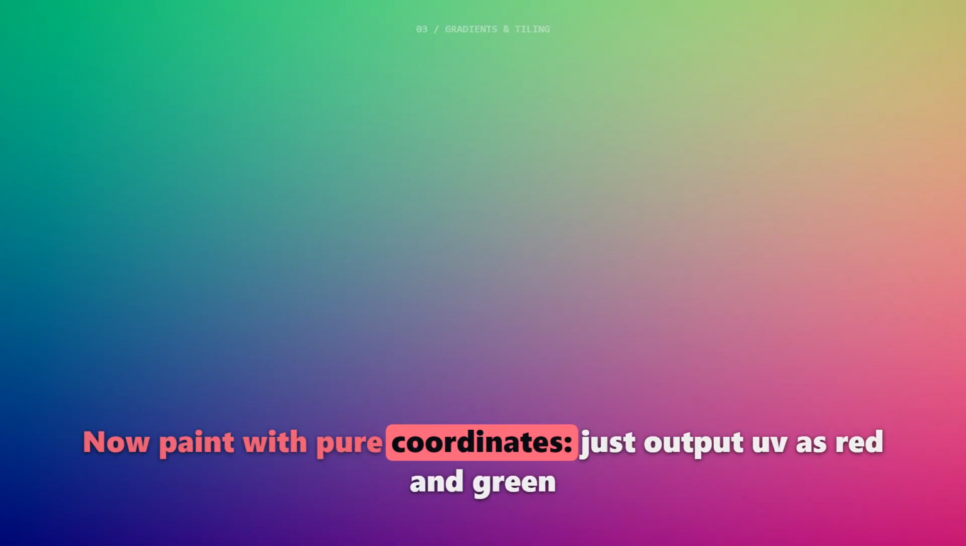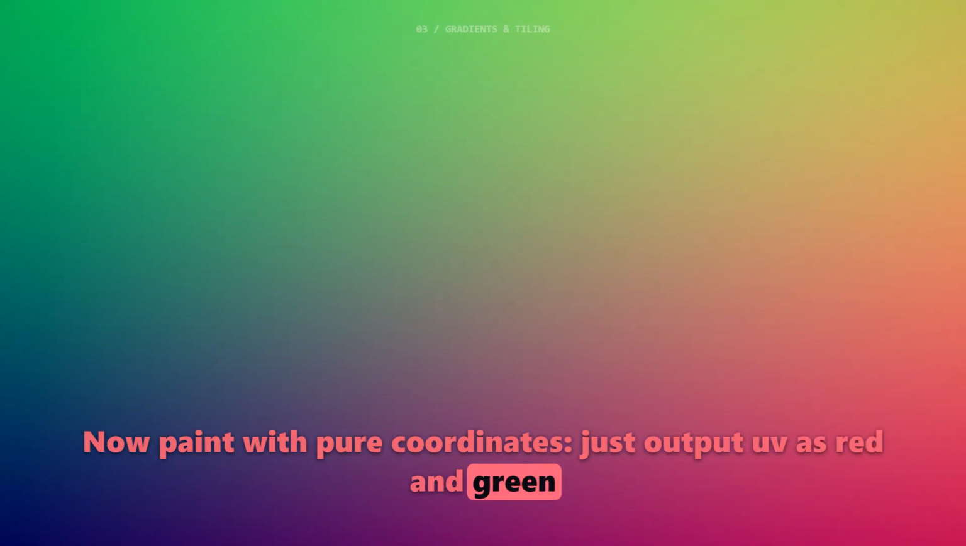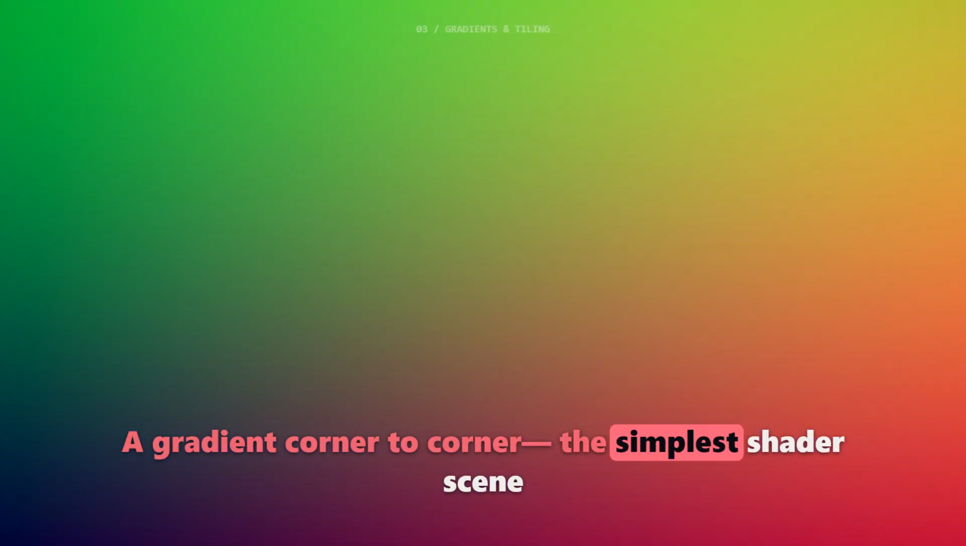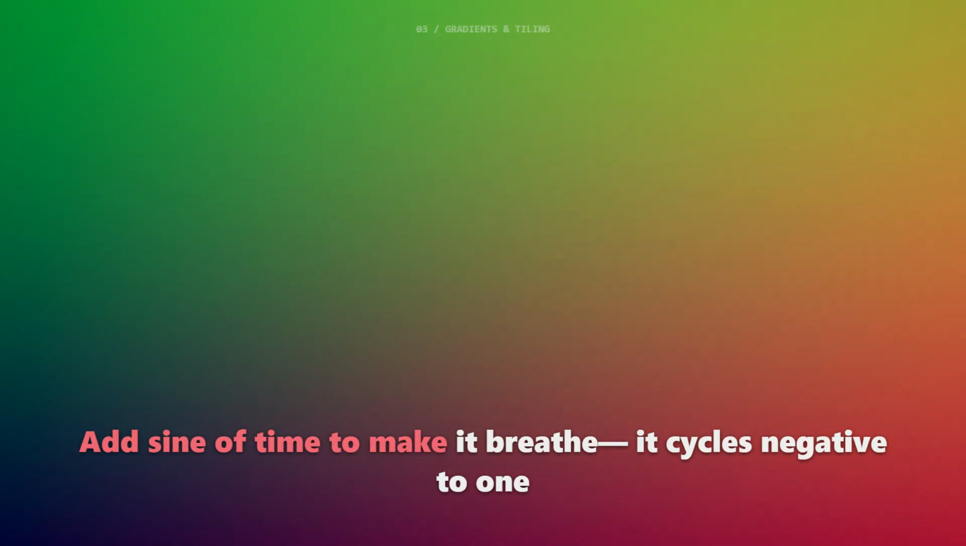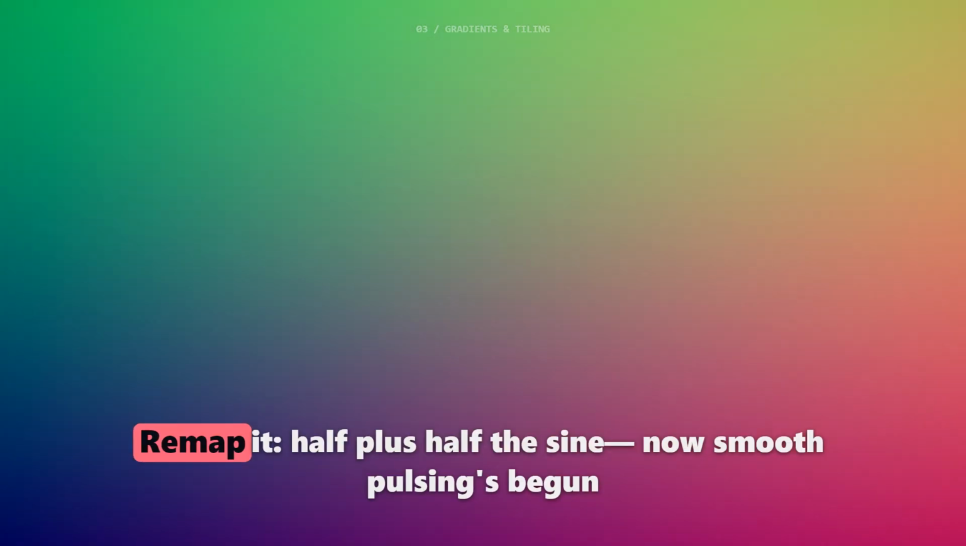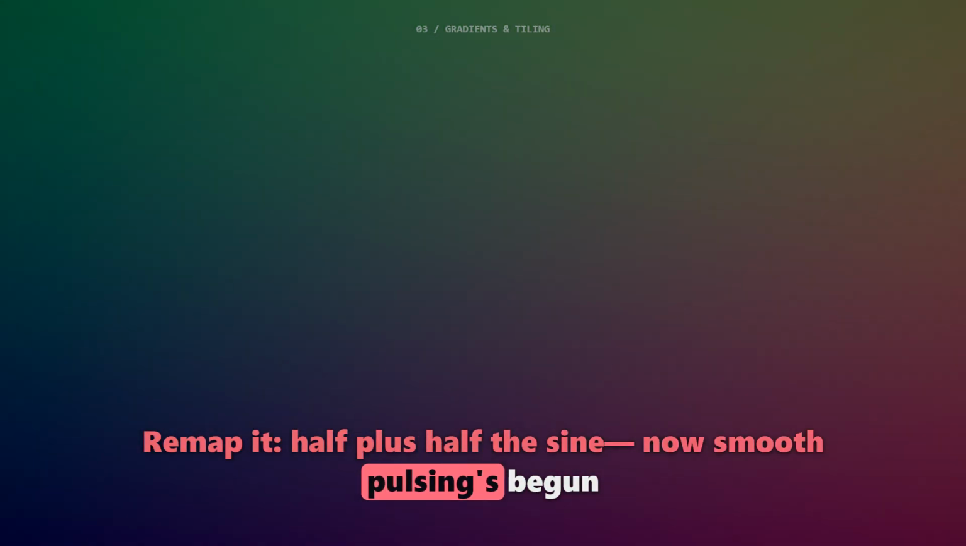Now paint with pure coordinates, just output UVs as red and green. A gradient corner to corner, the simplest shader scene. Add sin of time to make it breathe, it cycles negative 1 to 1. Remap it, half plus half the sine, now smooth pulsing's begun.